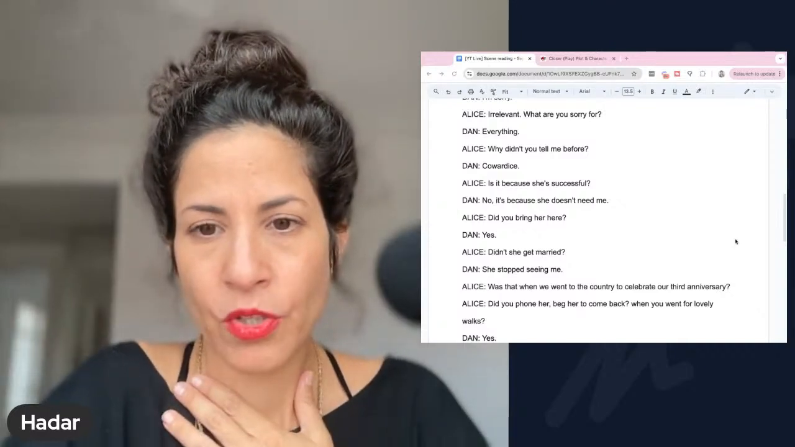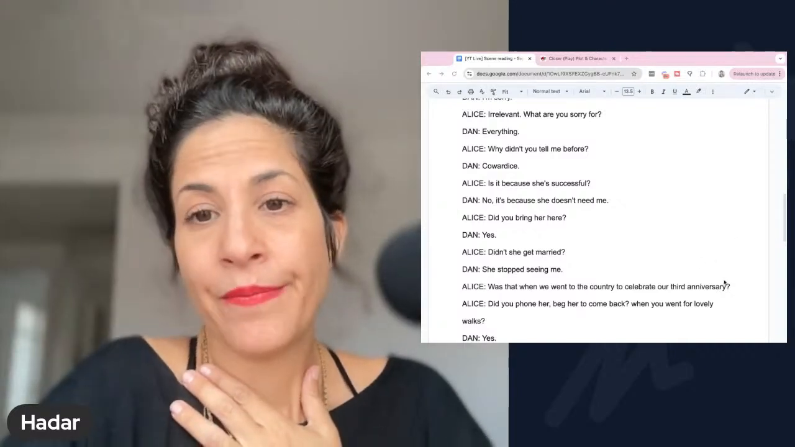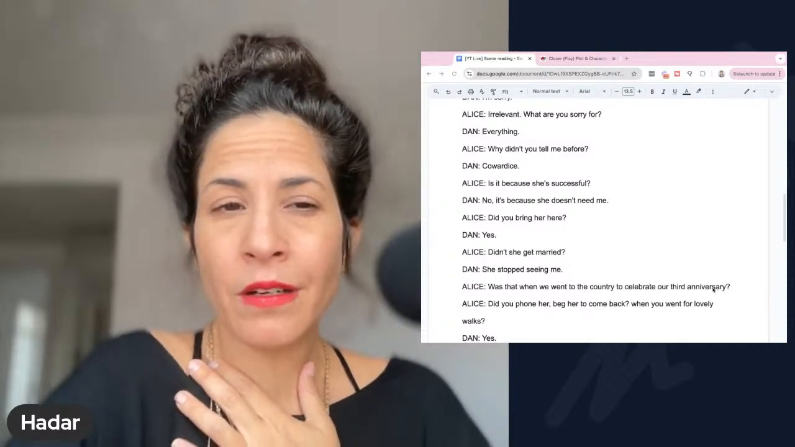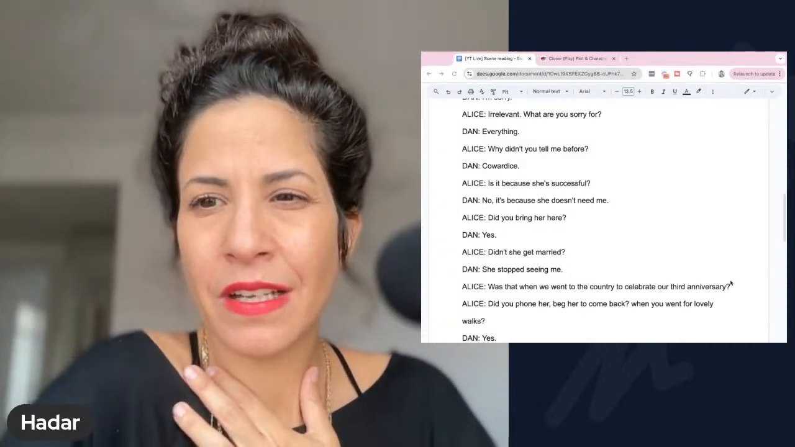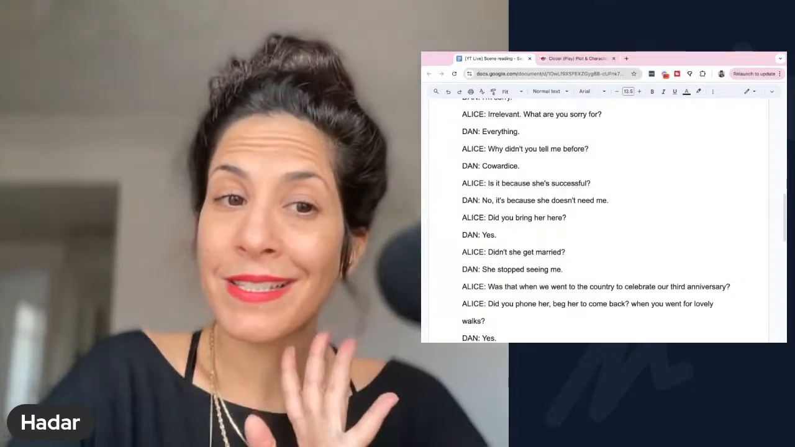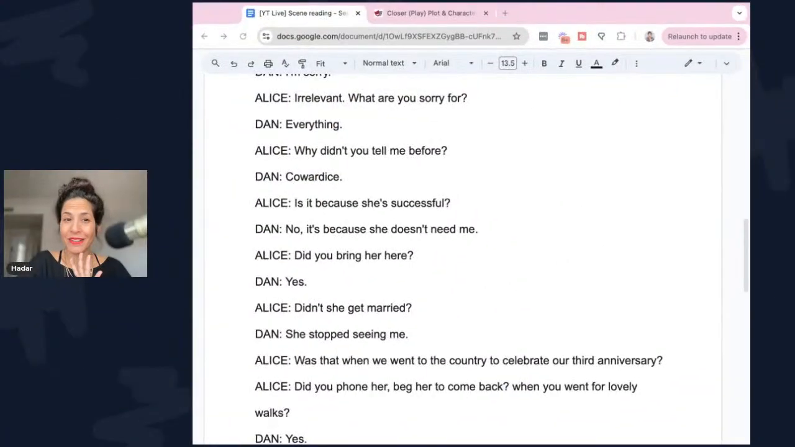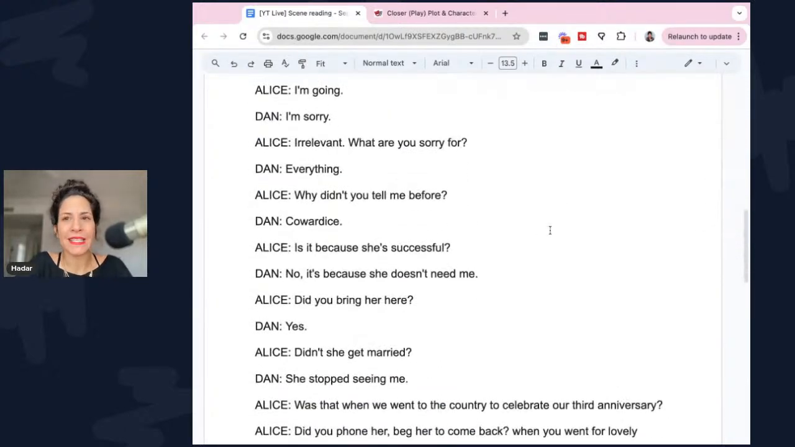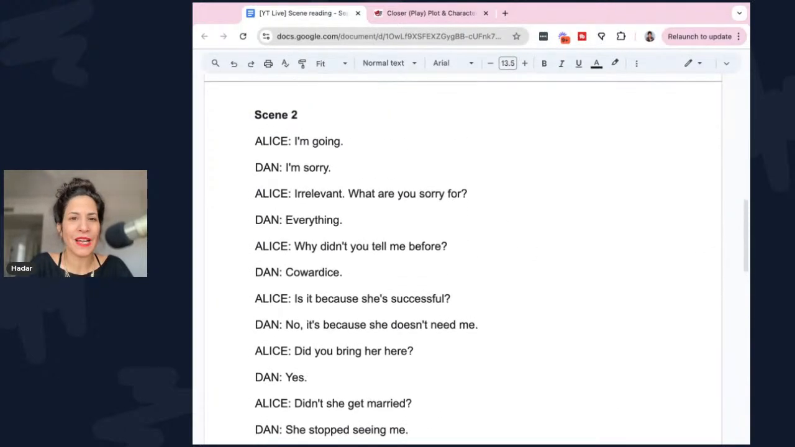Okay, she feels betrayed. And remember, it's a choice, right? You can make her angry, you can make her indifferent in how she speaks. It's all about your interpretation as the reader slash the actor, because you're acting today. Okay, let's read it and analyze it together, and then we'll play it together. This time, I'm going to be Dan, and you are going to be Alice.